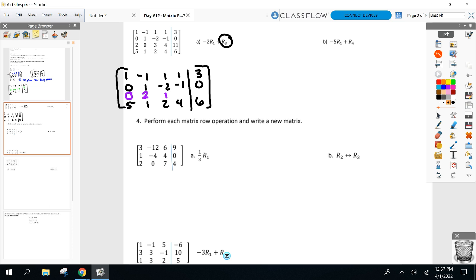And then keep going. -2 times 1 again, -2 plus 4. I get a 2 there. One more. -2 times 3, -6 plus 11. Questions? One more together. Let's go.